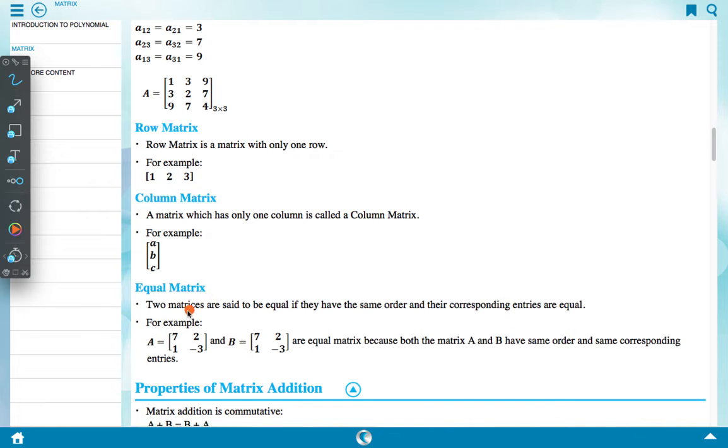Equal matrix. Two matrices are said to be equal if they have the same order and their corresponding entries are equal. For example, A equal 7, 2, 1, minus 3, and B equal 7, 2, 1, minus 3 are equal matrices because both the matrices A and B have the same order and same corresponding entries.